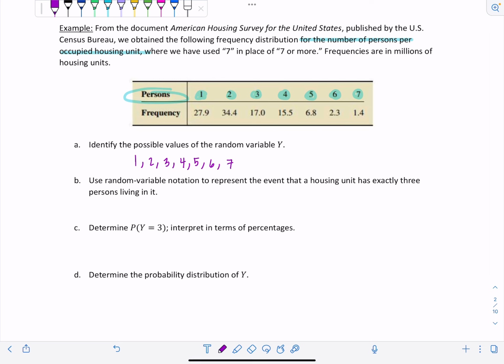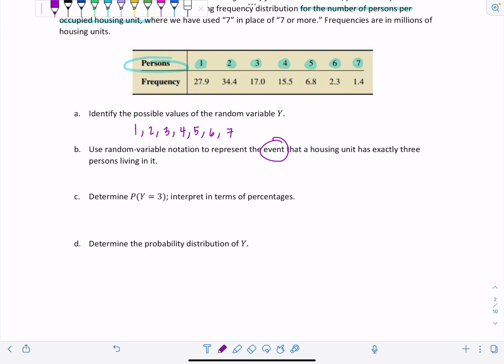Now, part B says use random variable notation to represent the event that a housing unit has exactly 3 persons living in it. Okay, so this is just an event, so we'll use braces. And the variable that we're using is y. So y is equal to exactly 3. That's it. We're just describing the event using the appropriate notation. We're not actually computing anything just yet.